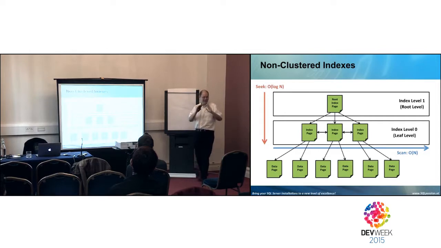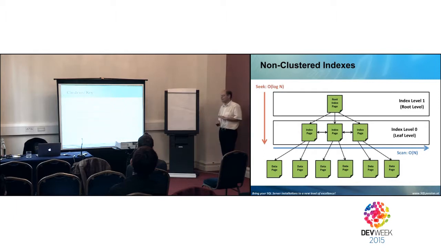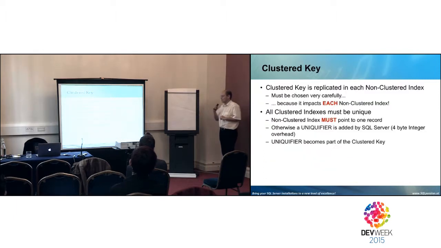You have a badly performing clustered index, and because of that, you also have a badly performing non-clustered index. So one problem just leads to another problem. So the most important thing here is that the clustered key column, the column on which we have created our primary key constraint, is replicated in every non-clustered index.